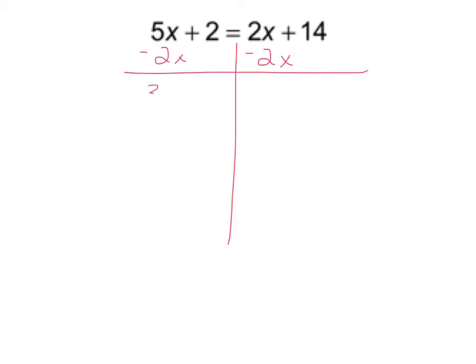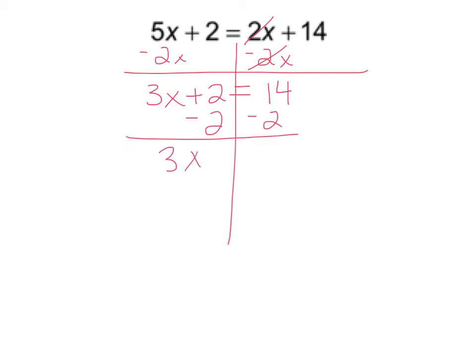5x minus 2x gives me 3x plus 2. These canceled out, equals 14. And now it's a two-step equation from here, so we can subtract 2, 3x equals 12, divide by 3, so x equals 4.